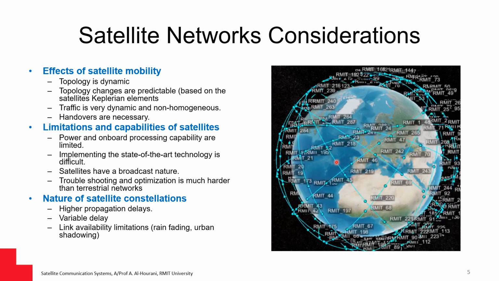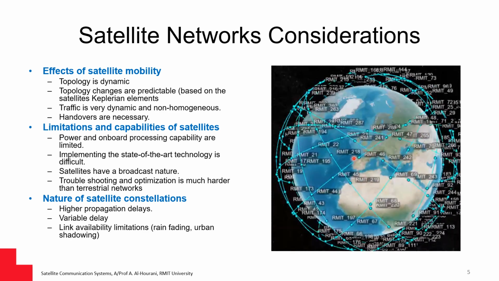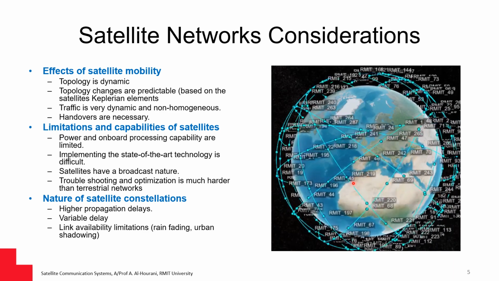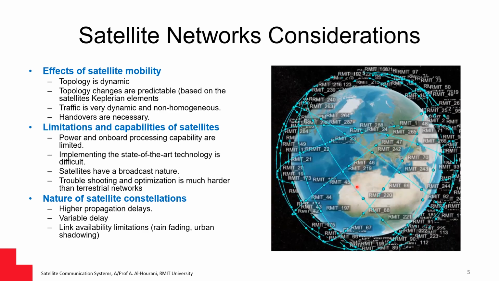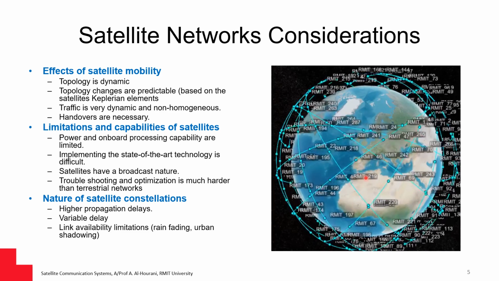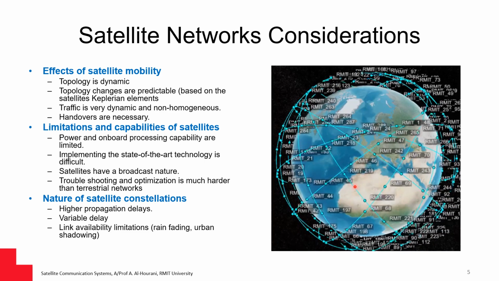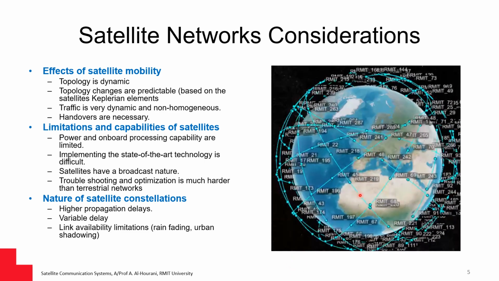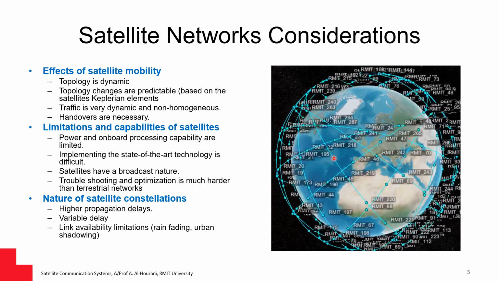The third category is the nature of the constellation itself. So what we have here is a variable delay. Say you have a ground terminal. Now when the satellite is approaching, you'll find the delay is larger, then smaller, then again goes larger. That means the delay itself is variable. There is a higher propagation delay when you deal with geostationary orbit, and we talked about that because geostationary orbits are located at 36,000 kilometers. However, the delay is much less when you are using LEO orbits.